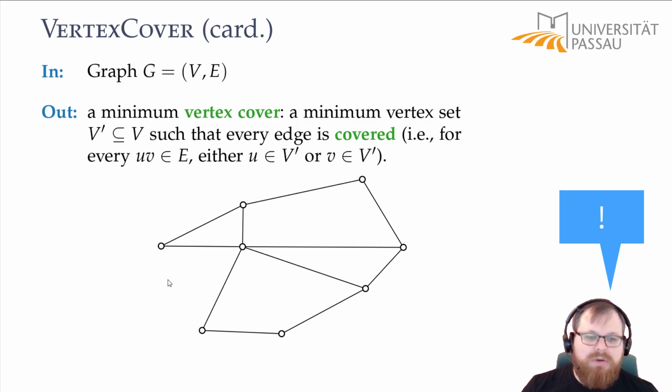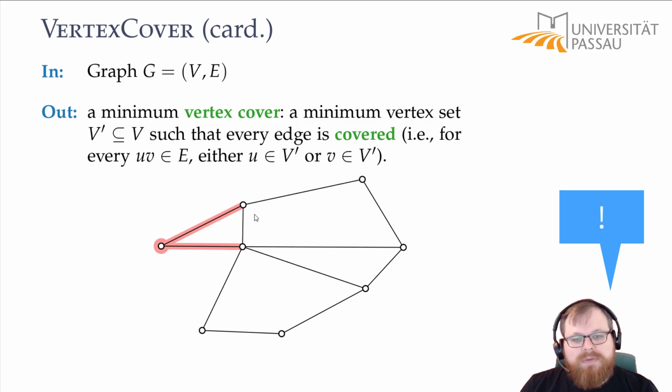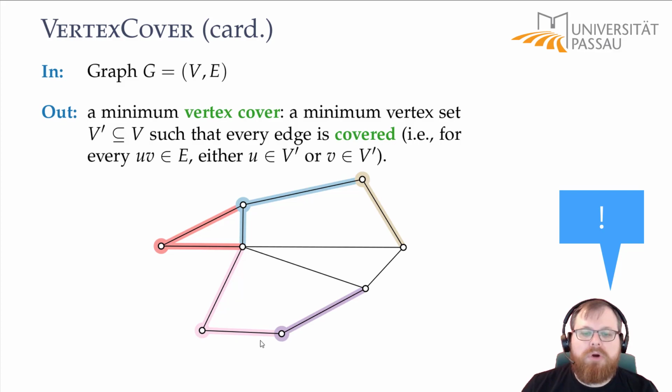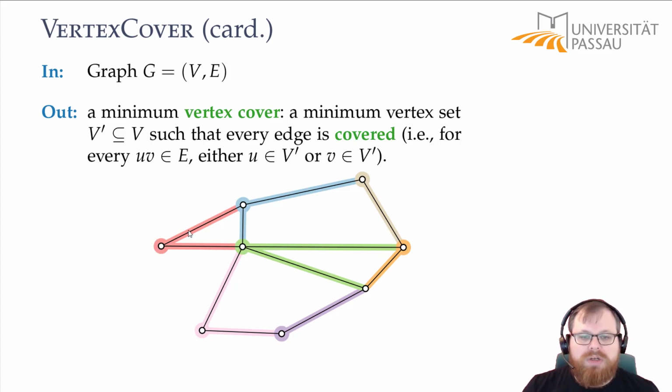Well, let's try to do it together. We can just arbitrarily pick one vertex, and this vertex now covers these two edges. Now we just pick another vertex like this one. This covers these two edges. We pick the next one that covers this edge. And we just keep picking vertices until all our edges are covered. And now we have found a vertex cover because for every edge, one of its endpoints is in the vertex cover. So we have found one of size 1, 2, 3, 4, 5, 6, 7.